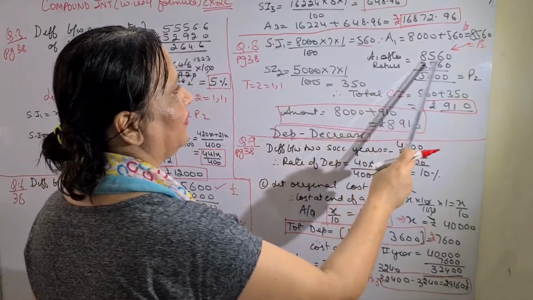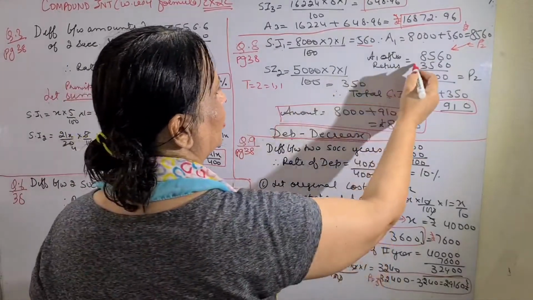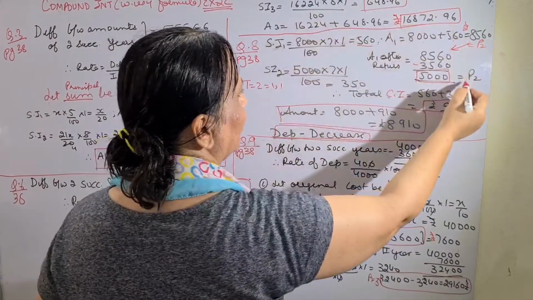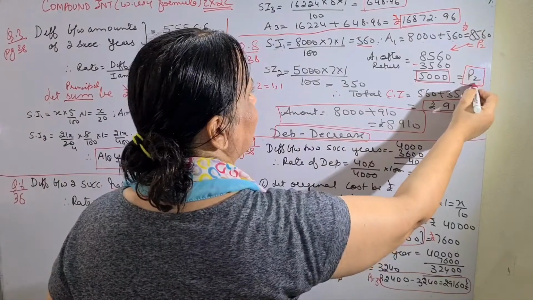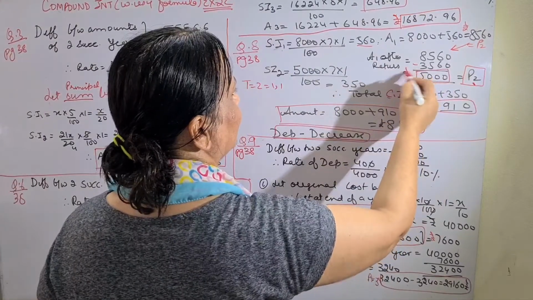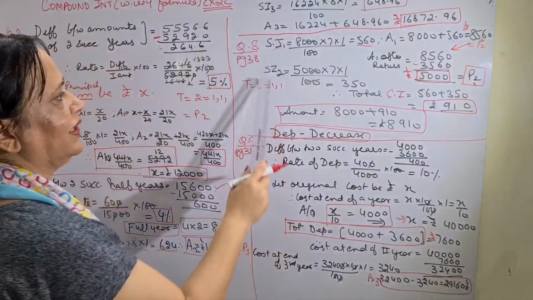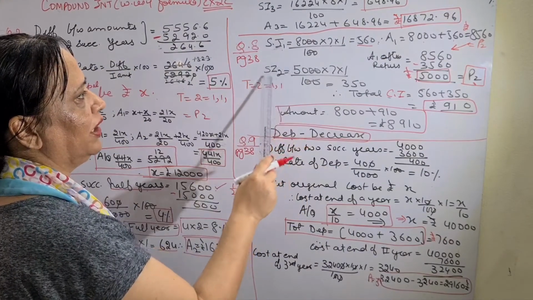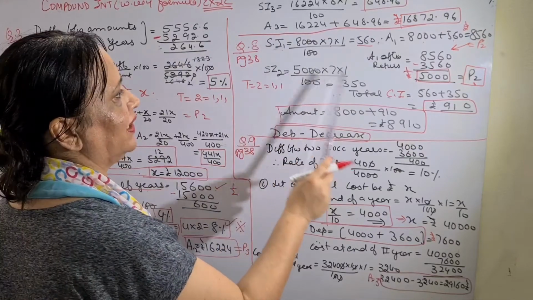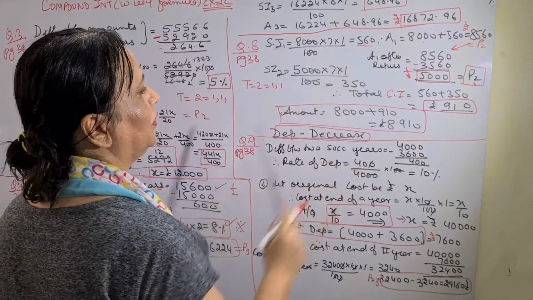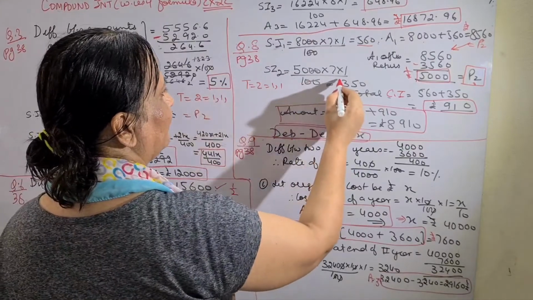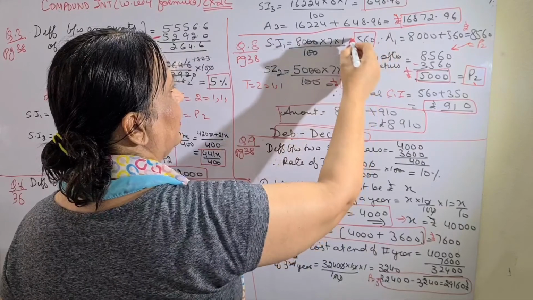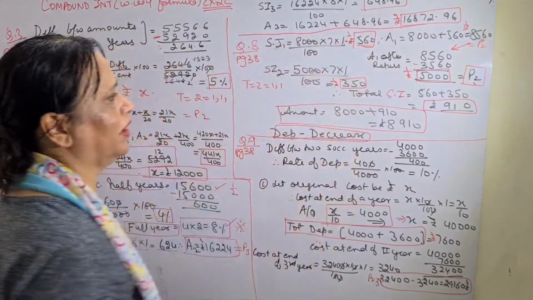So you subtract 3,560 from 8,560. That will give you the final amount for the first year, which will become the principal for the second year. So rupees 5,000 is the principal for second year. Again the same method, 5,000 into 7 into 1/100. Calculate the compound interest for the second year. This will be 350. So compound interest for second year is rupees 350, and compound interest for first year is rupees 560.